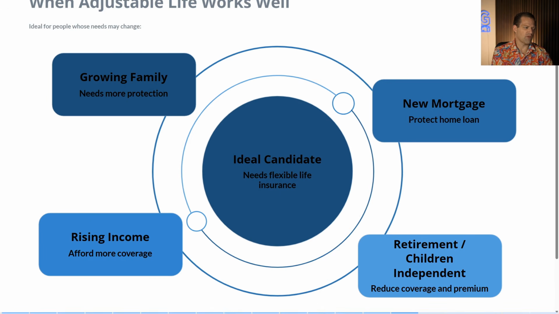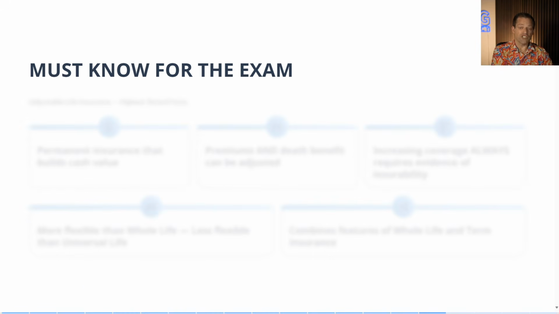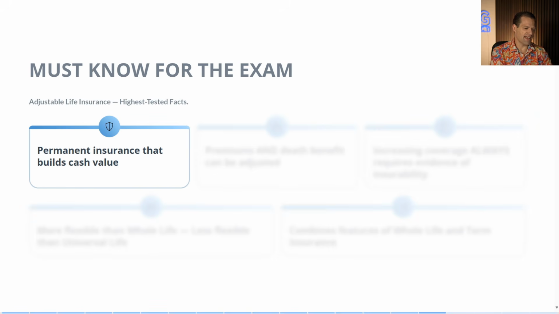So it works well with people who have growing families, a mortgage, retirement, children becoming independent, rising income. If you just need flexibility in your insurance, it can make sense, okay? So what do you need to know for the exam? These are the highly tested facts that come up a lot.